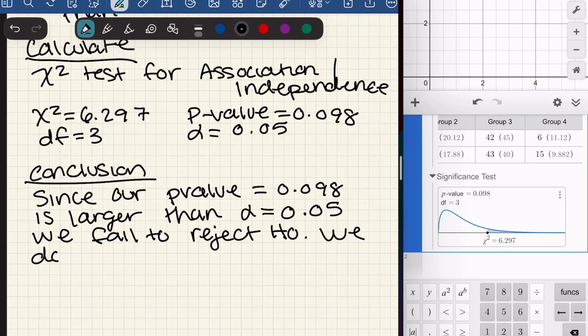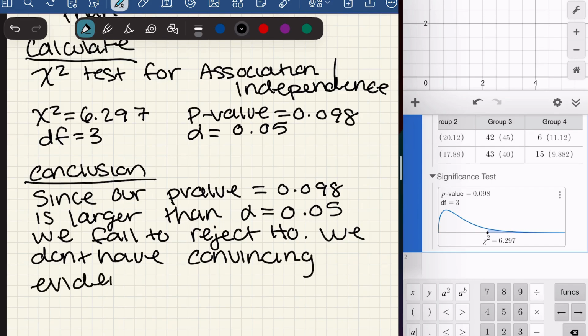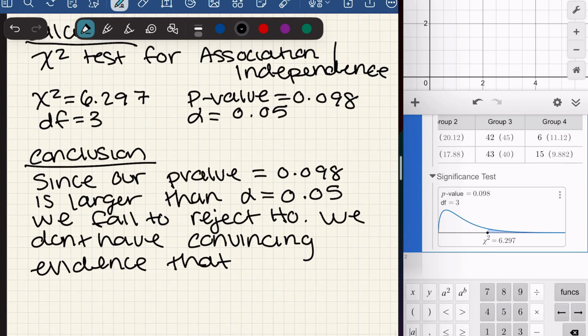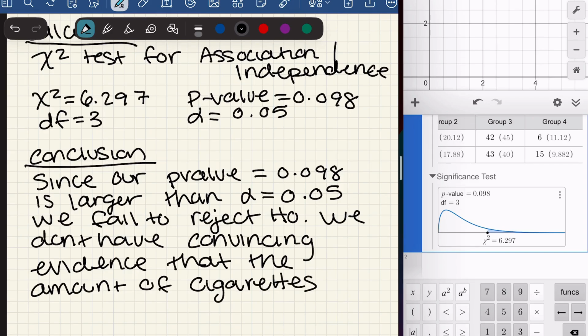Okay, so that's the name of the inference. And then since we already typed in all our data, if I just hit the drop down for significance test, then I have all my answers there. So I have chi-squared equal to 6.297. I have degrees of freedom equal to 3, and my p-value equal to 0.098, and then my alpha from the problem, which is 0.05.